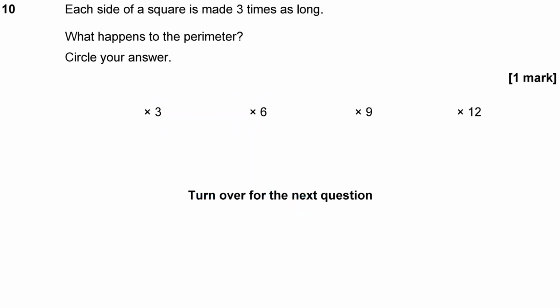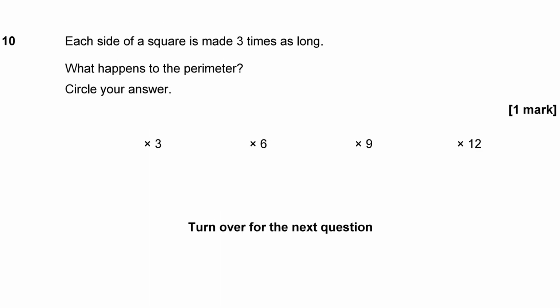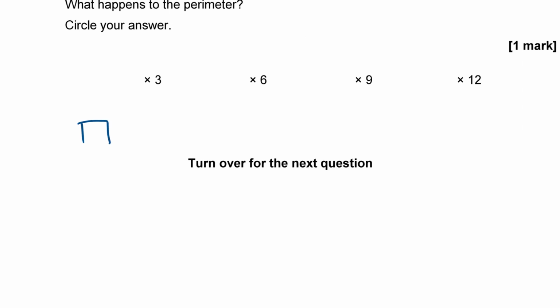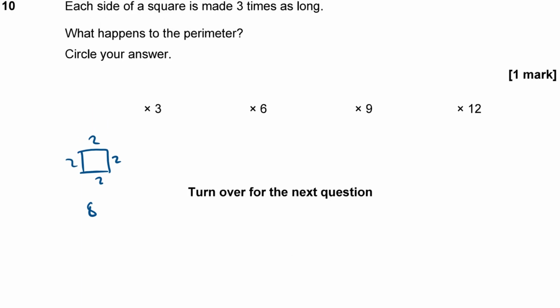Question 10. Each side of a square is made 3 times as long. What happens to the perimeter? Circle your answer. Well, let's just give an example. If I had a 2 by 2 square, so each side is 2, that would have a perimeter of 8. Now if I take each one of those sides and multiply it up by a factor of 3, that would be 6, 6, 6 and 6, wouldn't it? So the perimeter would be 24. So from 8 to 24, it's 3 times as big. Okay, so it's still that one there.